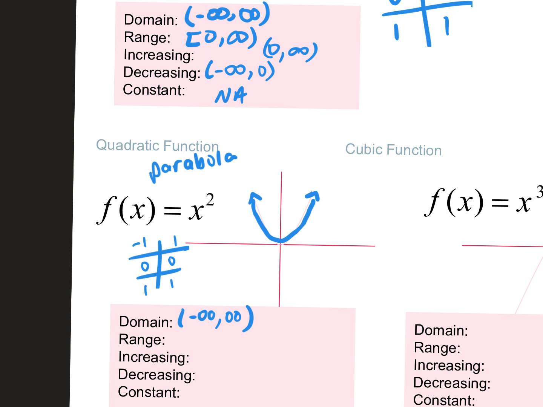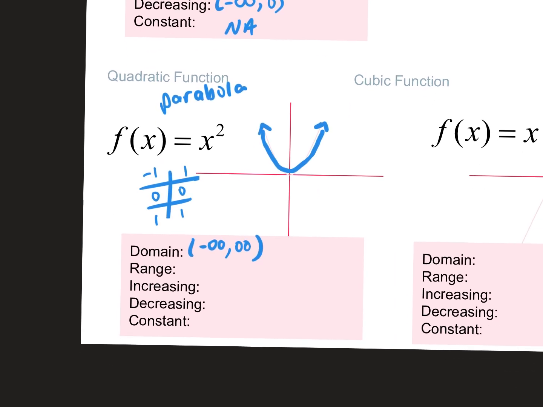It becomes positive. So what is my range in this case? Bracket 0 to infinity. I'm not going to get anything below 0. In my parent function, if you square a negative number, you'll never get anything below 0.